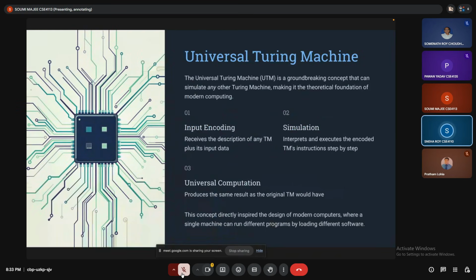Here is the universal Turing machine. A universal Turing machine can simulate any other Turing machine. It is the basic idea behind the modern computer, and it receives the description of any Turing machine plus its input data. Next slide.